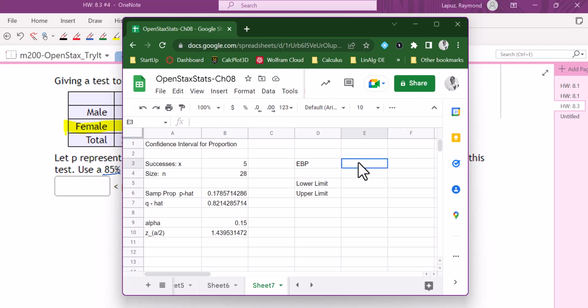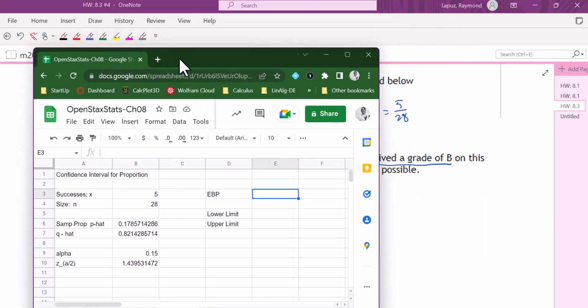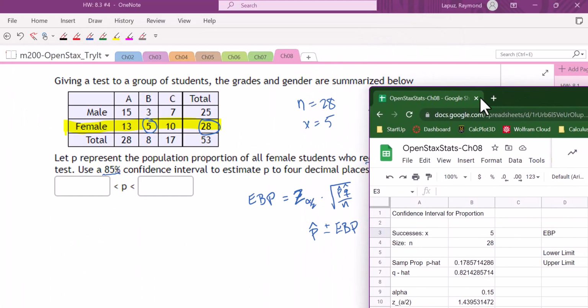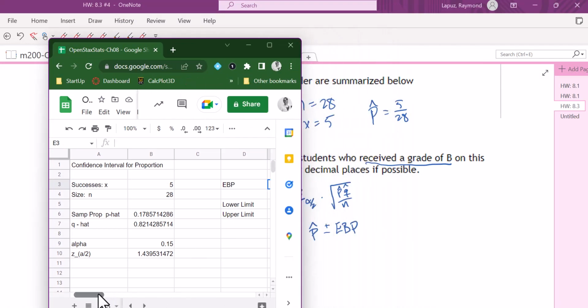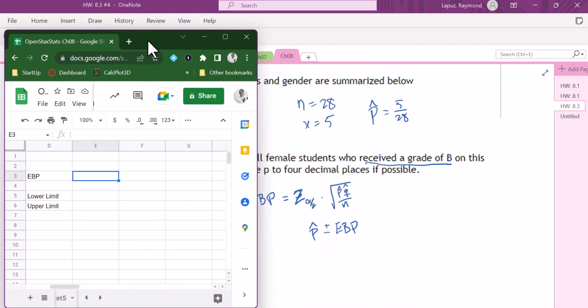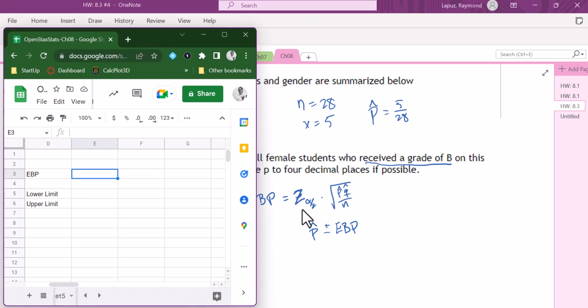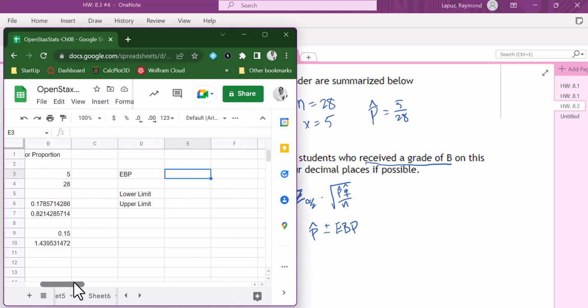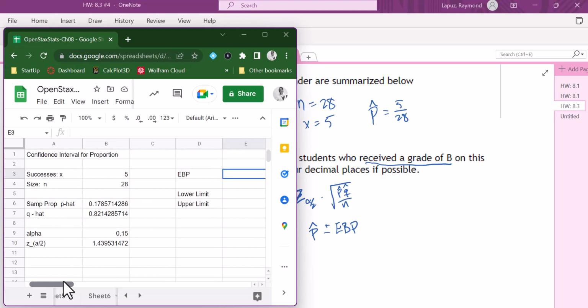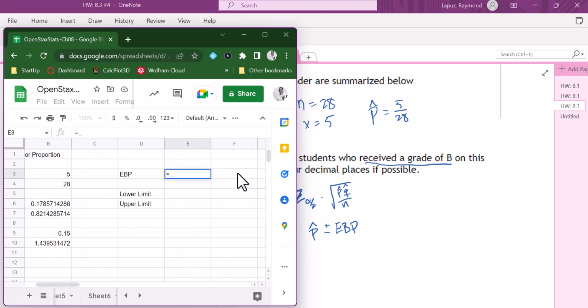Okay, let's get to the EBP part, and error bound has this formula. So let me see if I can shrink this a little bit. And so it's going to be z sub alpha over 2 times the square root of p hat q hat divided by n. So I will need to see my values over here. And I'll start this with an equal sign. And then the z sub alpha over 2 was 1.43.